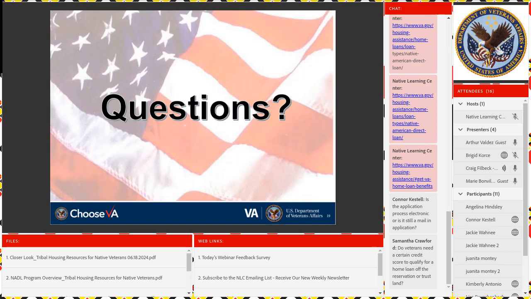One other thing I wanted to address is if the veteran qualifies, they get 2.5%. It doesn't matter the best credit or the worst credit. If you qualify, you get 2.5. There isn't any other rate other than that, at least through March of next year.